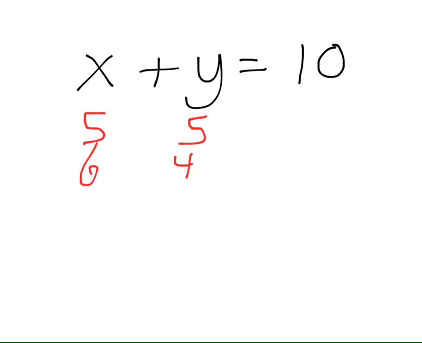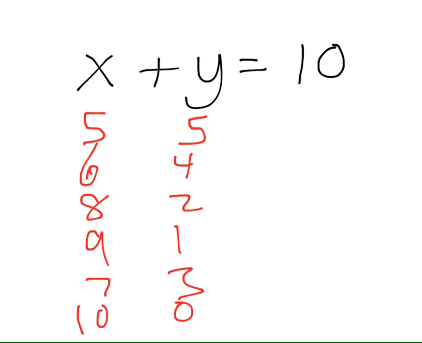6 and 4. What would be another one? 8 and 2. What about another one? 9 and 1. 7 and 3. 10, 0. Yeah, you could start throwing negative numbers in there, right?